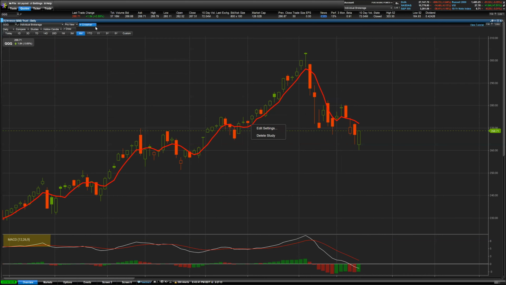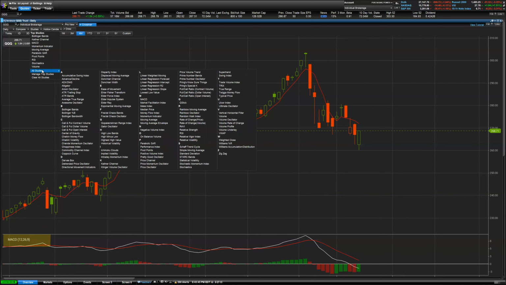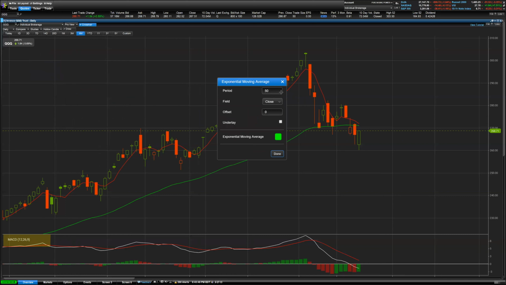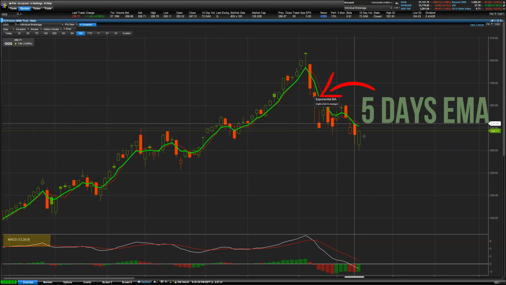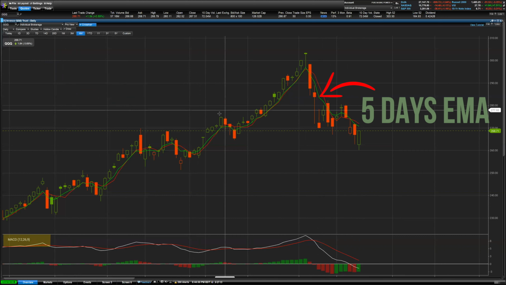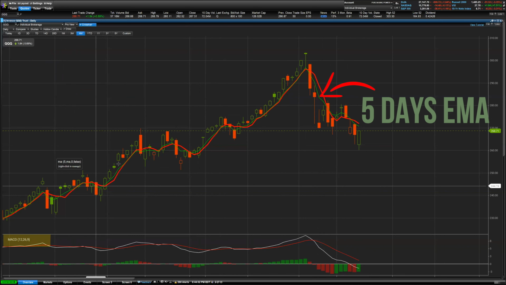Let's use the same scenario here, but let's go to an exponential moving average. And let's use the same thing, 5. So if we put a 5-day exponential moving average now, you can see this is giving us a little bit more downside and upside when we're climbing. Okay, so it's a front runner.